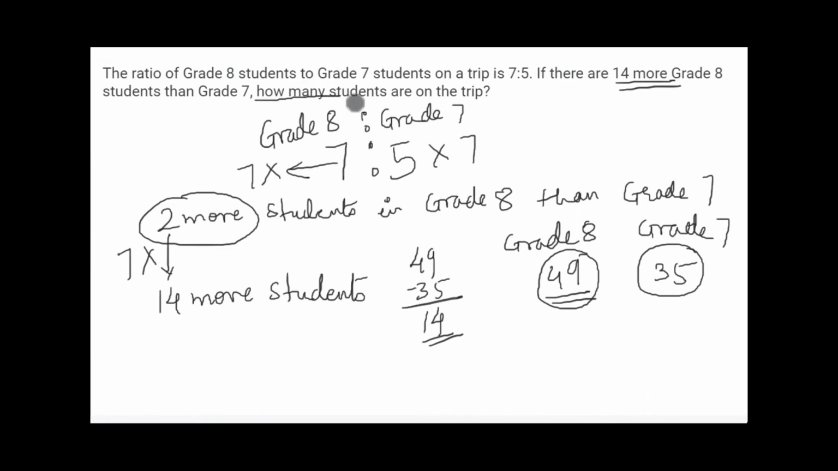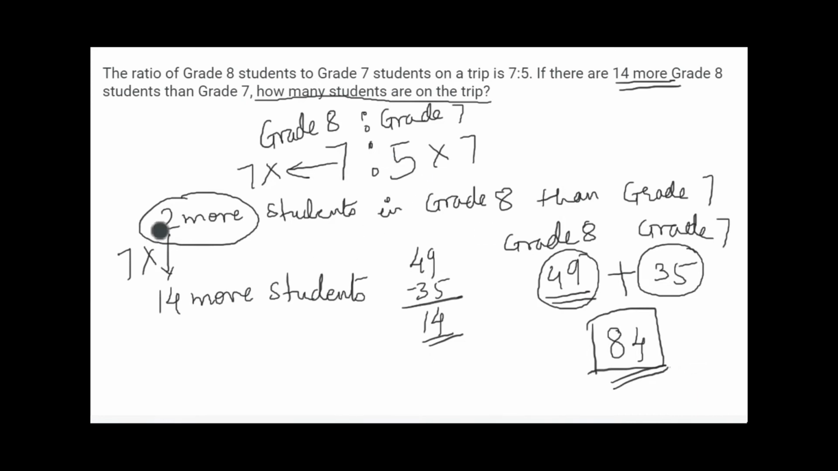Now the question is how many students are on the trip. So on the trip means you need to find all together how many students are there. So 49 plus 35, this will give you 84. So there are 84 students on the trip.